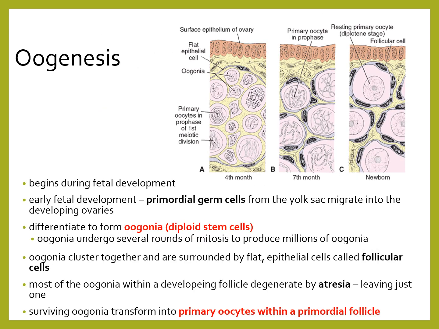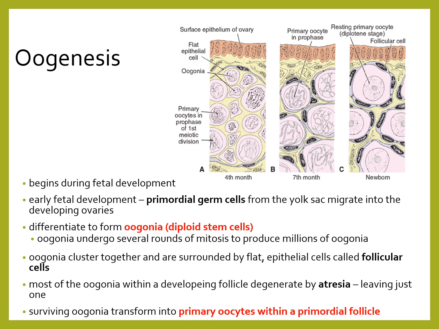The process of making an oocyte is referred to as oogenesis, and it begins in females during fetal development. In early fetal development, primordial germ cells will migrate out from the yolk sac into the developing ovaries. And once they are there, they will differentiate to form diploid stem cells called oogonia. Oogonia is the plural word.